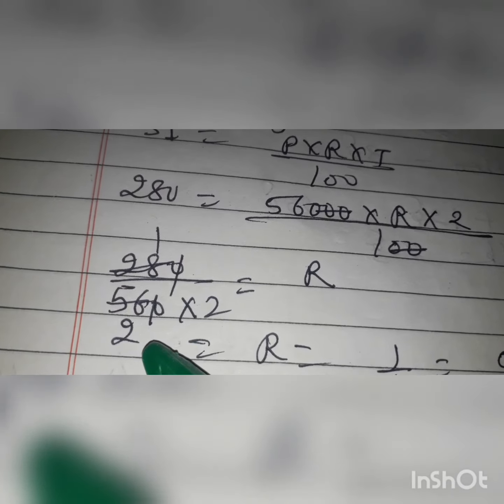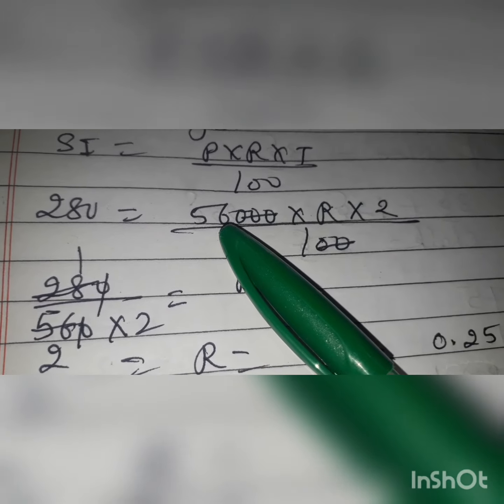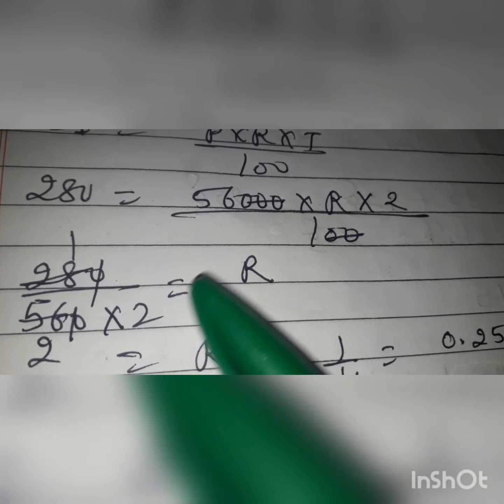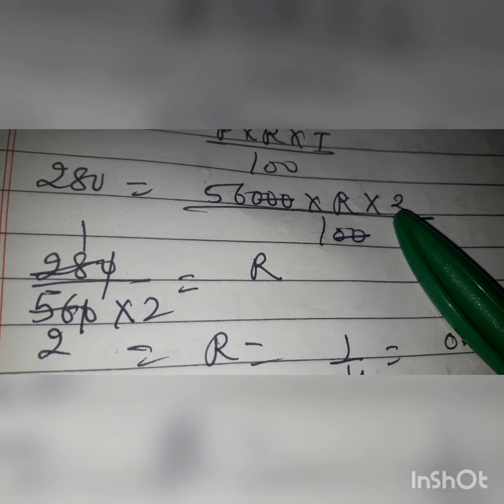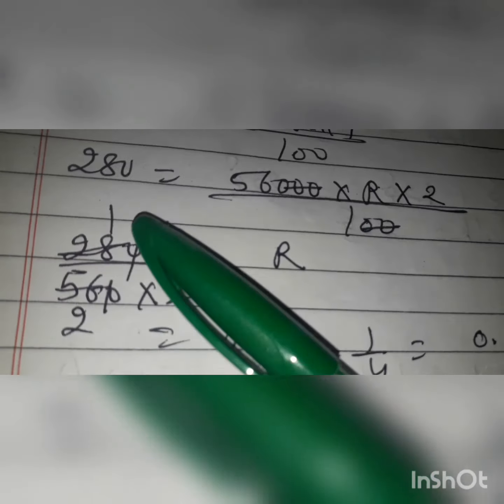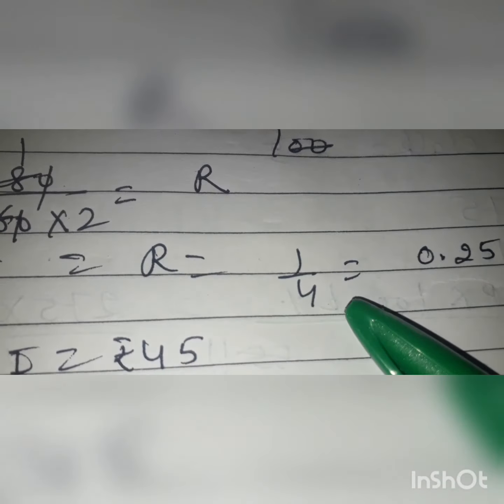Then I will cut 2 zeros by 2 zeros. What is multiplied here will come into the denominator. The numbers that are in the numerator will go to the denominator. 280 is in the numerator and in the denominator 560 multiply by 2. These both numbers will be in the denominator. Then I will cut all these numbers. I will get rate of interest is equal to 1 by 4.